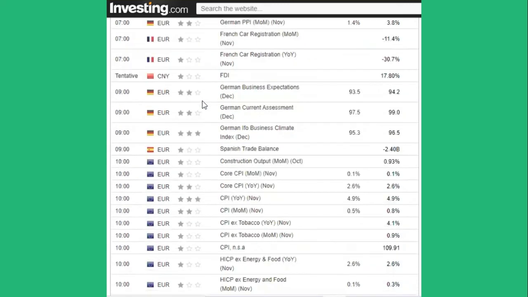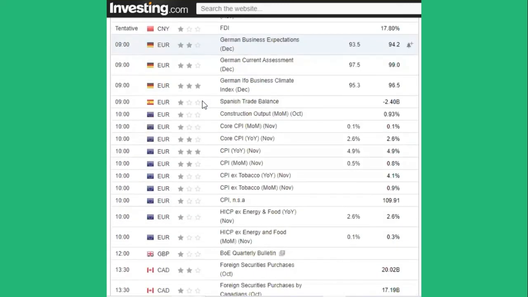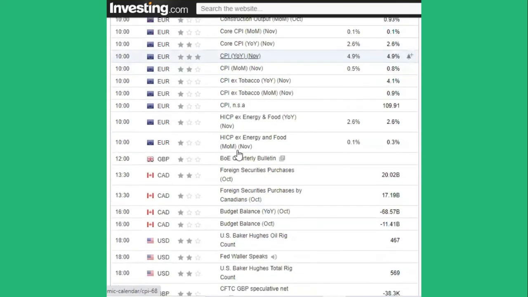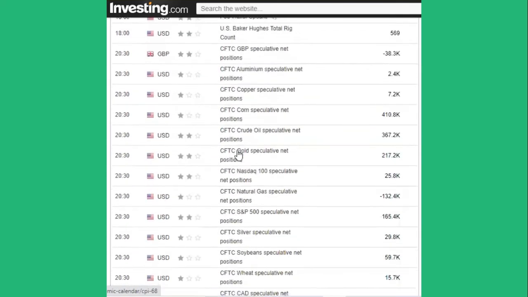And then later on, we have the business climate coming out of Germany. This is a 3-star rating and can affect the euro. That's coming out at 9 o'clock GMT. At 10 o'clock GMT, we've got another 3-star rating, and that's the CPI. So this is basically inflation. And then after that, guys, no real news to speak of.